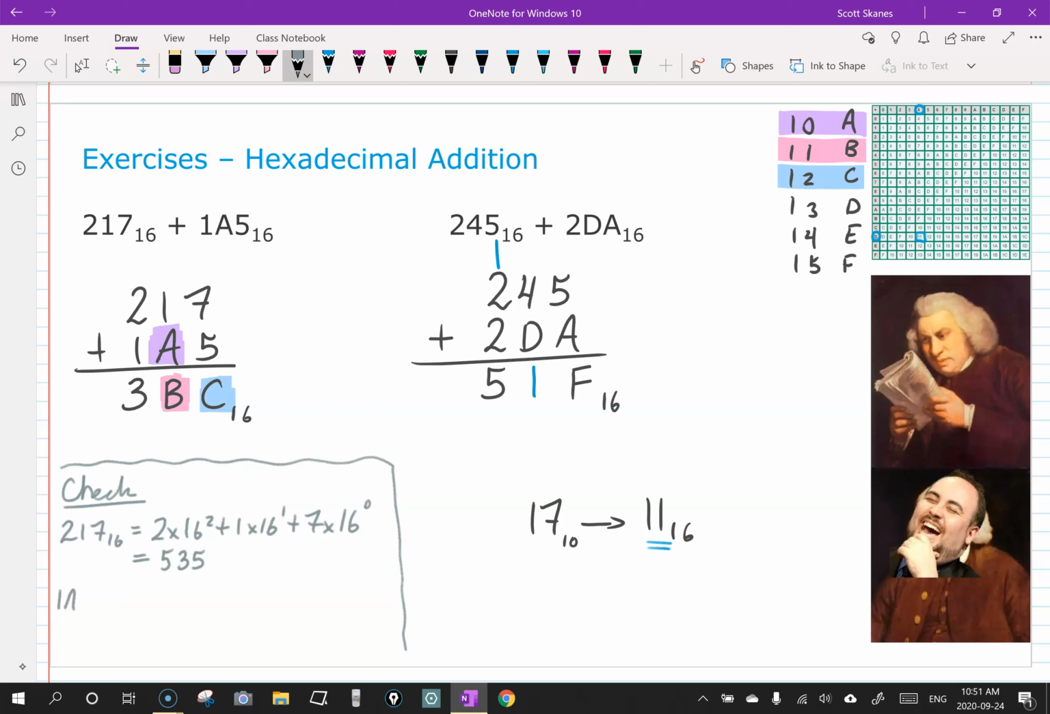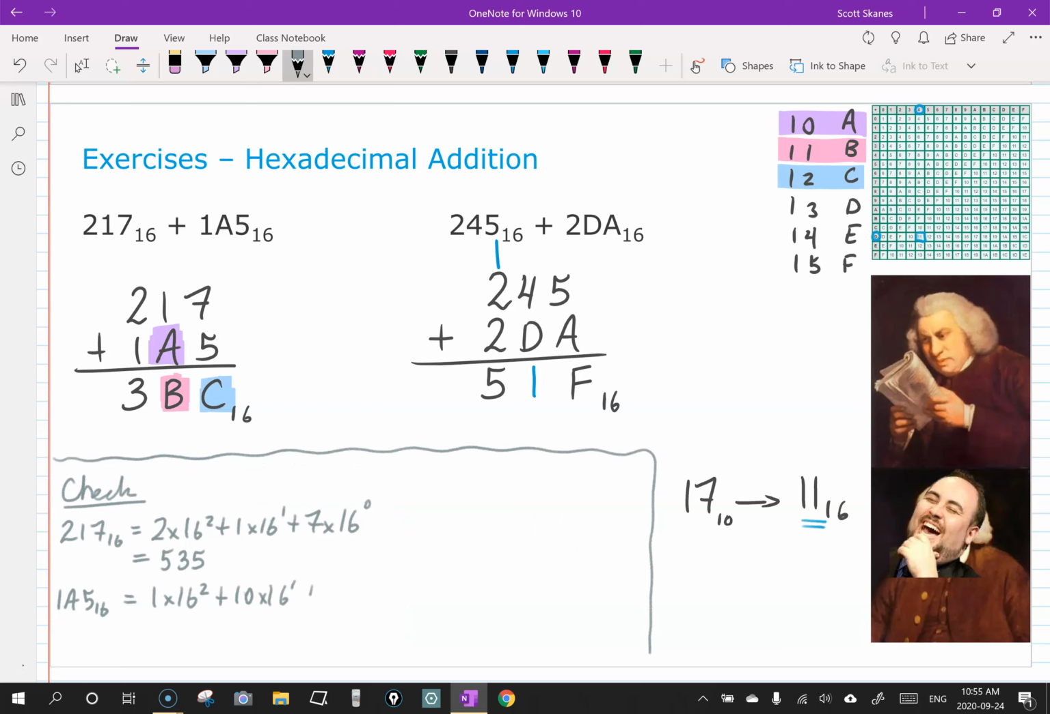All right, the next one, 1A5 in hexadecimal. It's going to be 1 times 16 squared, plus 10 times 16 to the power of 1, plus 5 times 16 to the power of 0, or 5 times 1. What that's going to give us is 1 times 16 squared, plus 10 times 16, you should be trying this yourself, plus 5, that's 421. And I'm almost to where I want to be. I'm going to add them together to see what the decimal is. If I add 535 plus 421, that should give me a nice 956.